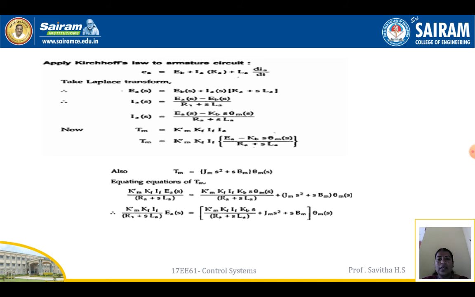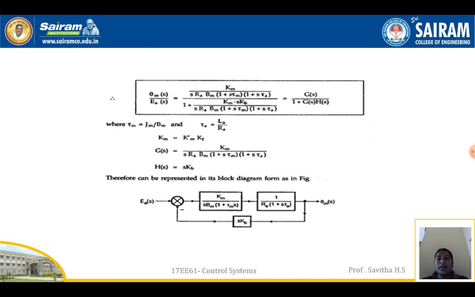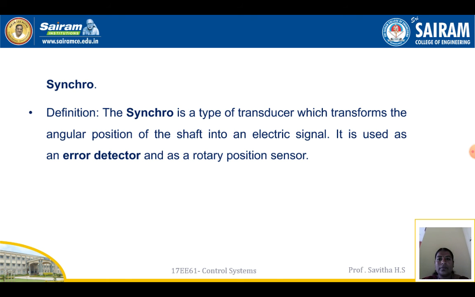So equating the equations of Tm, we'll get theta m of s by Ea of s as Km divided by s into Ra Bm, 1 plus s into tau m, 1 plus s into tau a, divided by 1 plus Km into s into Kb divided by s into Ra plus Bm, 1 plus s into tau m, 1 plus s into tau a. So this will be in the form g of s by 1 plus g of s into h of s. Therefore, this equation can be represented by the block diagram as shown in the figure.